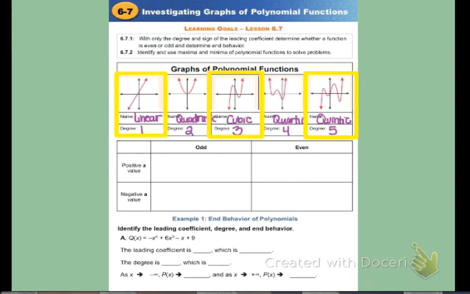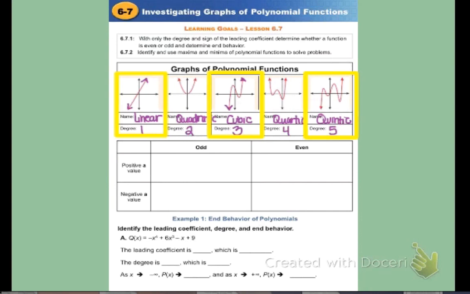For an odd function, your ends will go in opposite directions. So for instance, with the linear, one end is pointing upward, and the other end is pointing downward. For the cubic function, the same thing. On the left-hand end, the graph was pointing downward, and on the right-hand side of the graph, it's pointing upward. Now that could be in reverse. Say on the left-hand side of the y-axis, it could be pointing up, but then the right-hand side would have to be pointing down. Odd functions, their end behavior, they're always going to travel in opposite directions.